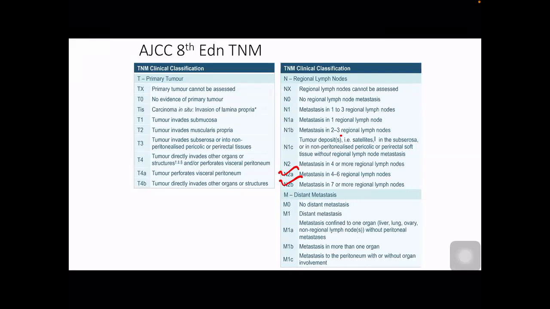As far as metastasis is concerned, M1 has further M1a, M1b, and M1c. What is M1a? Metastasis confined to one organ, which can be anything like liver, lung, ovary, or non-regional lymph nodes, without peritoneal metastasis. For example, for a right colonic cancer, the para-aortic node is a non-regional lymph node, whereas the ileocolic node is a regional lymph node. So para-aortic node involvement is M1a. M1b is metastasis to more than one organ. M1c is metastasis to the peritoneum with or without other organ involvement. So peritoneal involvement is M1c. Fine.